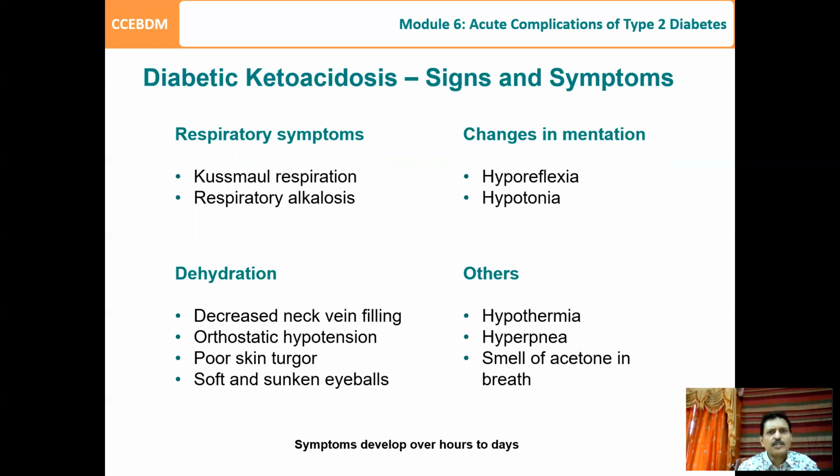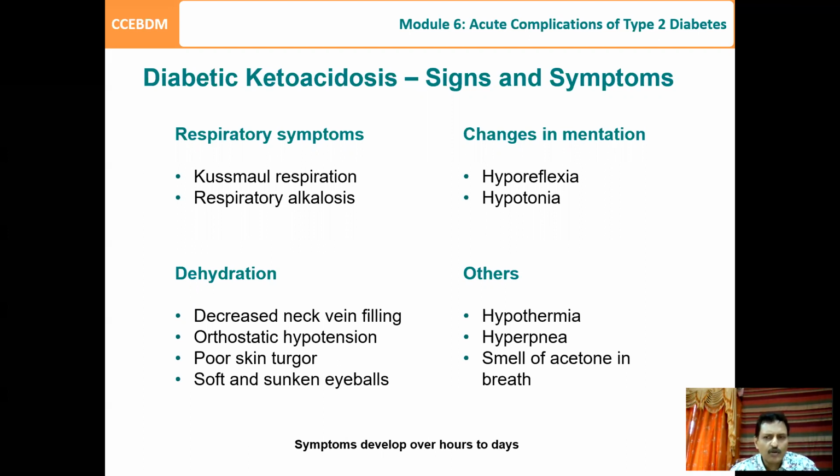There will also be symptoms in the respiratory system, like Kussmaul respiration. Then there will be hyporeflexia, hypotonia, and the dehydration has its own signs and symptoms like orthostatic hypotension, poor skin turgor, and soft and sunken eyeballs. And there may be hypothermia, and a smell of acetone in the breath. So lots of symptoms will develop over a period of time. And the patient, as I've told you, may not have all the symptoms.